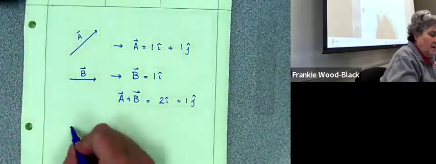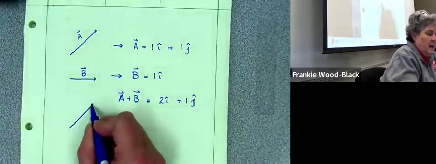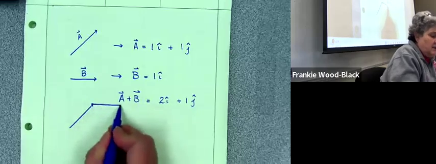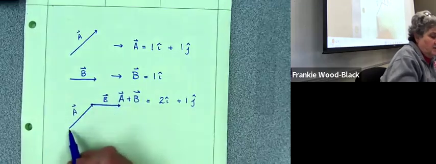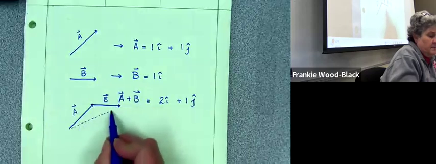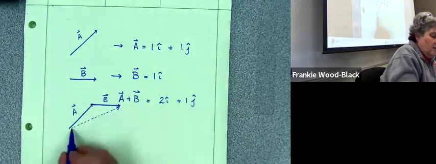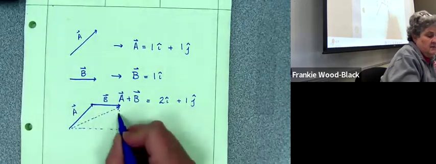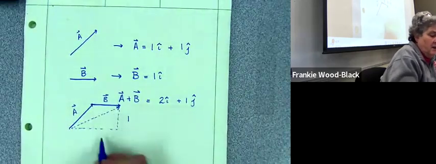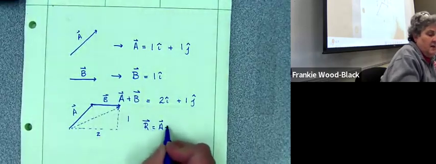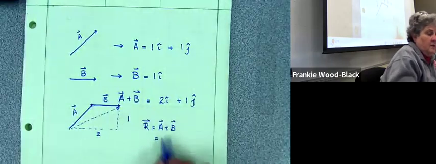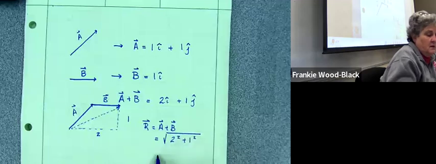If I'm drawing on my paper here, I'm going to add my vector A, and I'm adding my vector B head to tail. My resultant vector is this one. And of course, we've got our units because I did it on nice paper here. There's my 1 and there's my 2. So my resultant vector is A plus B. If I want the magnitude, it's going to be 2 squared plus 1 squared, which equals the square root of 5.